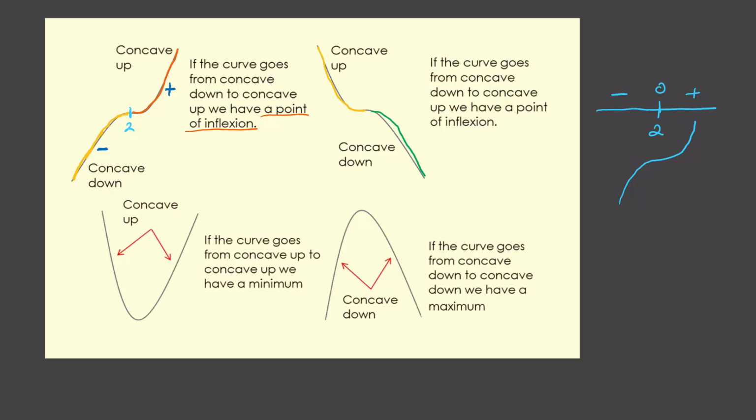On the other hand, if we have concave up either side of a 0, on a number line that would look like this, let's say that was at 2 again. To be concave up, positive and positive, that tells us that we have a minimum. And of course, if it's down followed by down, we have a maximum.